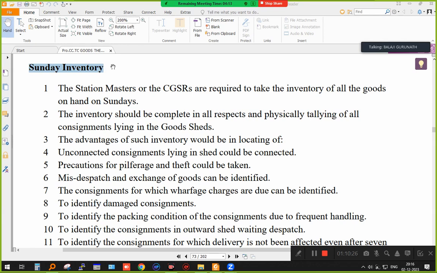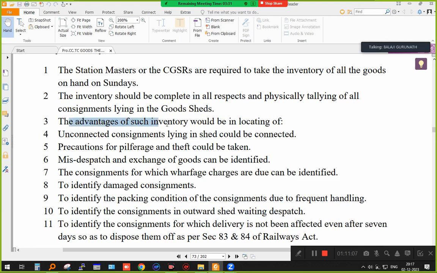Yes, sir. These are all the reasons why Sunday stock is taken. Sunday stock is taken for various reasons, not only for wharfage as people erroneously think. Okay, now let us see about it. Station masters or CGSRs are required to take the inventory of all goods on hand on Sunday. The inventory should be complete in all respects and physically tally with all consignments. This is important. See here. Physically tally. We should go to each and every package, turn it this and that, see the railway mark, private mark, everything, and complete stock taking is done.